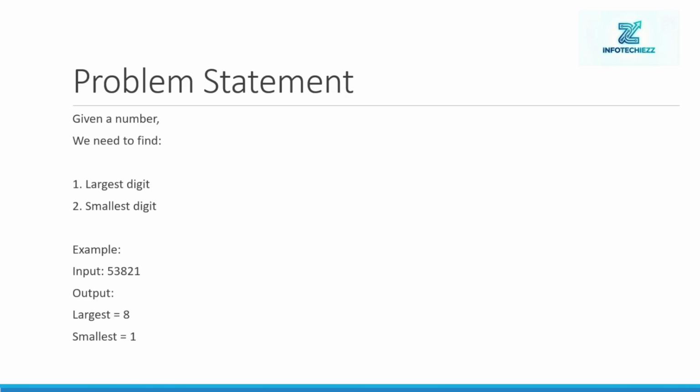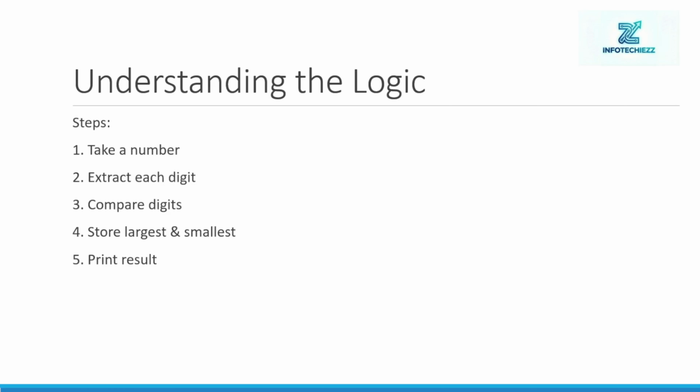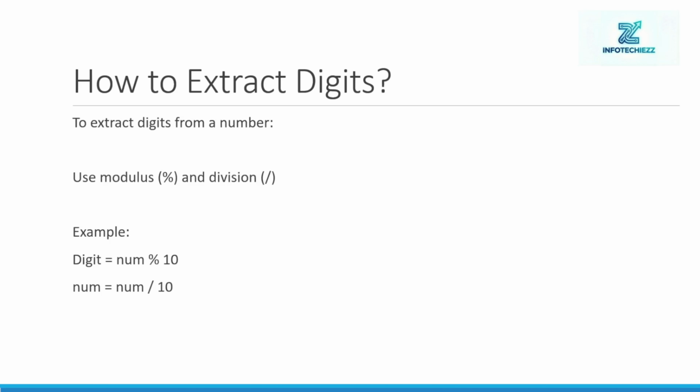So let's understand the logic. At first we have to take a number and extract each and every digit, compare each digit, store it in the largest and smallest values, and print the result. So we must process each digit individually. Let's see how to extract the digits.